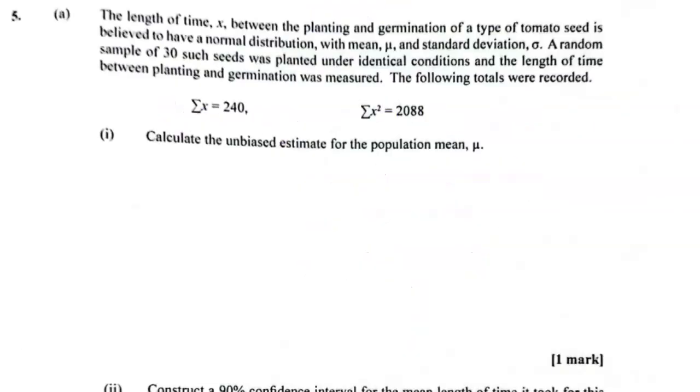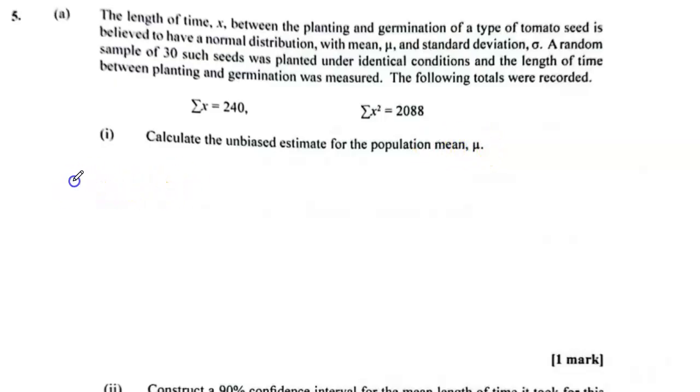Question 5. The length of time x between planting and germination of a type of tomato seed is believed to have a normal distribution with mean mu and standard deviation sigma. A random sample of 30 such seeds was planted under identical conditions, and the length of time between planting and germination was measured. The following totals were recorded. Calculate the unbiased estimate of the population mean, mu.